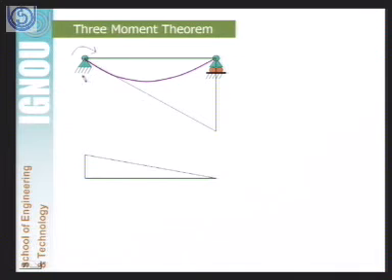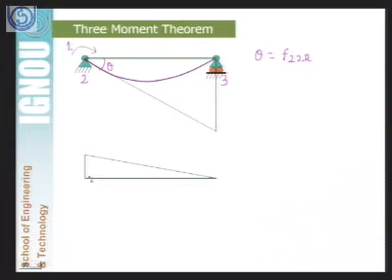So friends, this is node 2 and this is node 3. So now we are applying the unit moment at the right side of node 2 and we have to calculate the value of rotation at the right side of node 2. So this theta will be equal to F22R according to our notations.